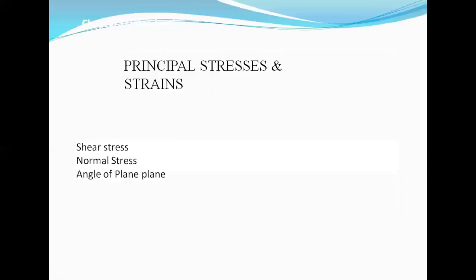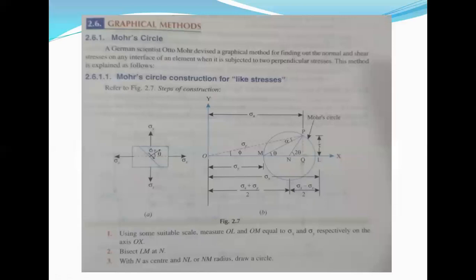By applying the Mohr circle, we will be finding shear stress, normal stress, and the angle of the plane. We come to the graphical method, as I discussed earlier. The Mohr circle is the graphical method of finding shear stresses and normal stresses along any plane. We know sigma x and sigma y and tau xy are given. So we draw an xy coordinate system, and from the origin O we take a length equal to sigma x.